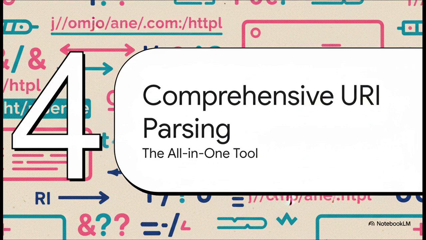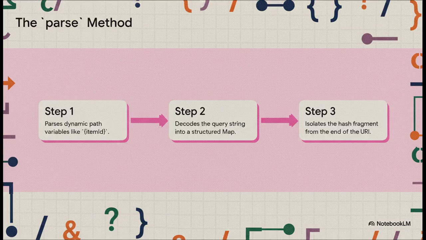Okay, so far we've nailed down path variables and pattern matching. But what happens when you need to understand the entire URI, the path, the query string, and the hash fragment all in one go? For that, we pull out the big gun, URIUtil.parse. The parse method is basically a 3-in-1 deal. In a single call, it extracts all your path variables, just like parse values. Then it decodes the entire query string into a structured map. And finally, it grabs that hash fragment right off the end of the URL.